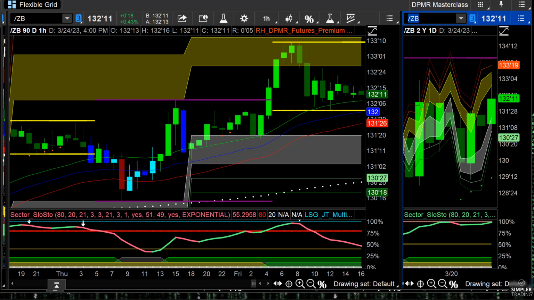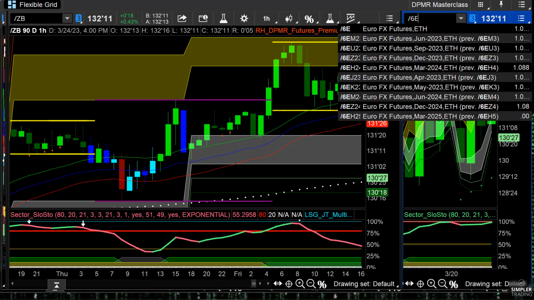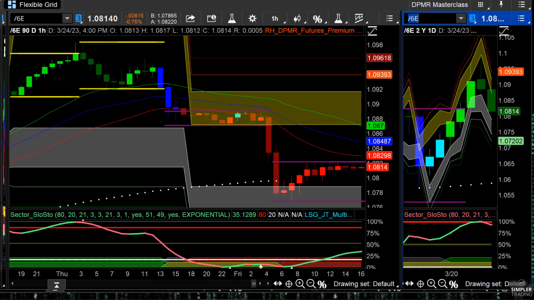treasuries, ZB is a great way to do it. 6E is a great way to look at a little bit of Dow, a little bit of NASDAQ, because we've got XLK, we've got Apple, Microsoft, we've got the XLF, JP Morgan, right, the banks, and then of course we've got the euro, which is an inverse relationship back to the dollar.